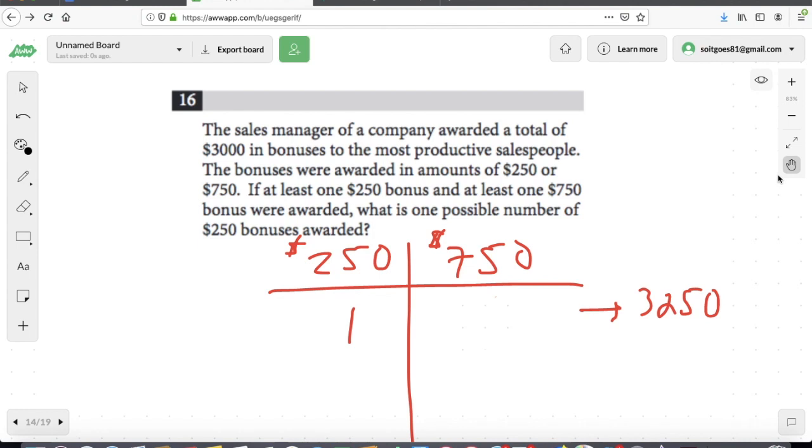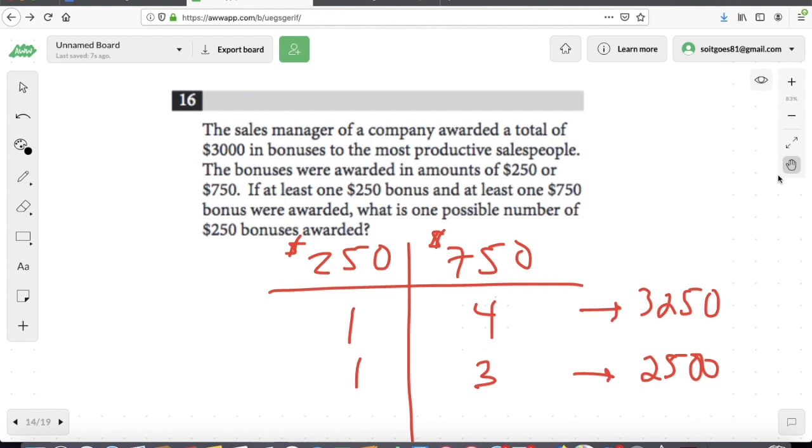It would come out to 2,500, I think. I'll do 1 and 3. Well, I know this is going to be too small. Yeah, it's going to be 2,500 because I'm just taking away $750. Does that make sense? Yes. All right. And if that's 2,500, then you would need to add 2 more of the 250. So you want to test 3 for the $250 bonuses.